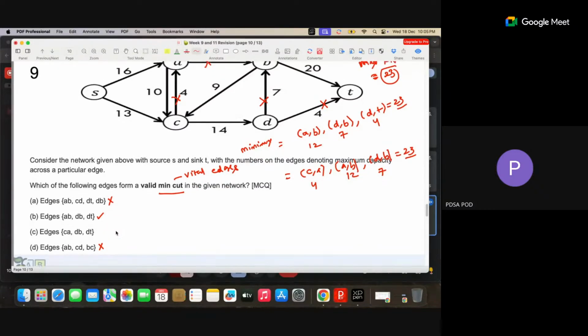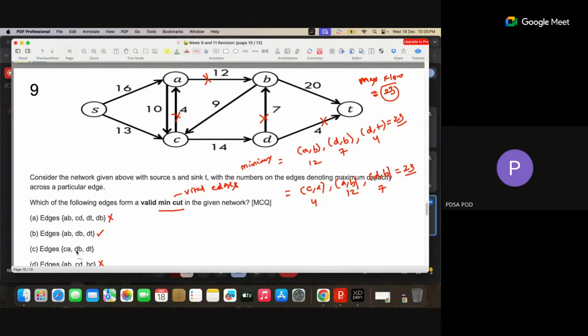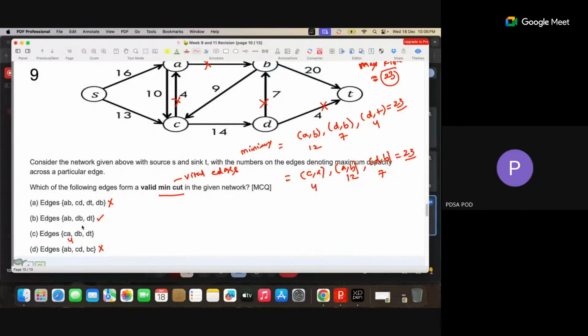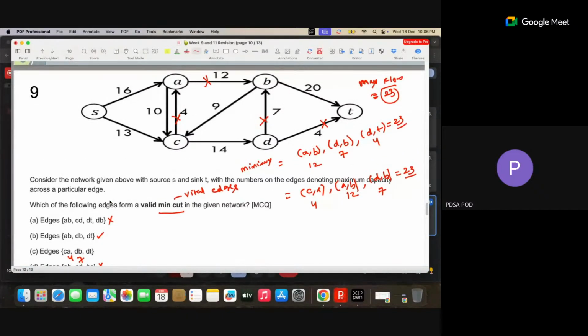C to A they are trying, C to A is 4, no? And D to B they are trying, it is 7. And D to T they are trying, it is 4. But here the maximum flow allowed is 23. But here C to A is 4, D to B is 7, D to T is 4. So it is 11 and this is 15. This is also not true.